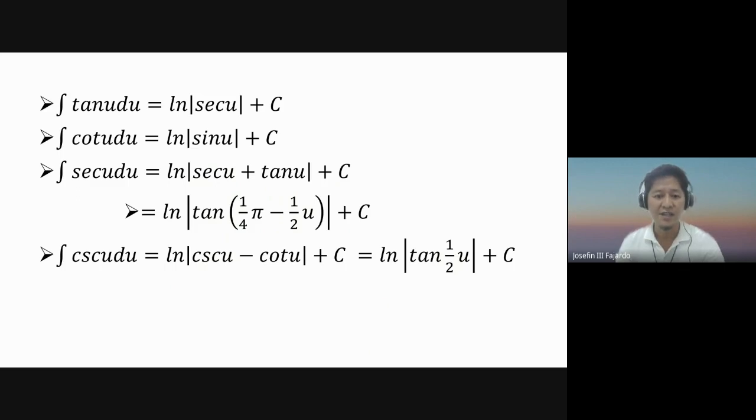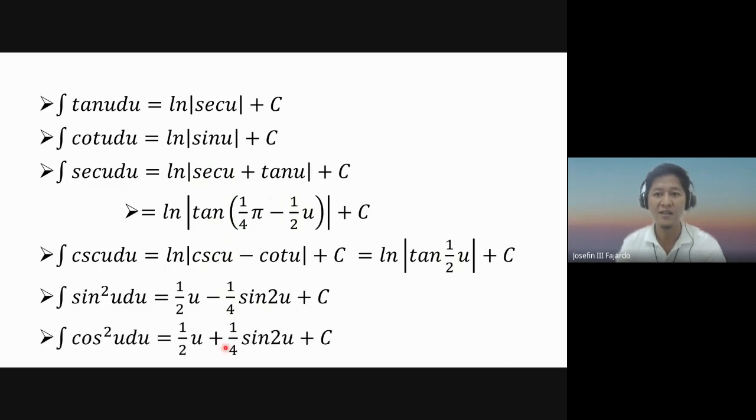Okay, for sine squared naman, I have this already, but later on we can actually identify how this happened. Pagdating natin sa integration by parts. Same thing with this. Okay.